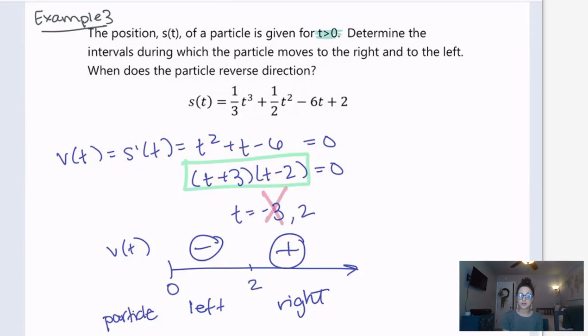But we should have gotten that the first derivative is negative from 0 to 2, and then positive from 2 to infinity. So that means you may have put that the position was decreasing from 0 to 2, which if our position's decreasing, we're moving to the left, and the position would be increasing from 2 to infinity, meaning the particle's moving to the right, okay? So when does the particle reverse direction? Well, it reverses direction at t equals 2, right? Because velocity changed signs. So hopefully that sounds a bit familiar.